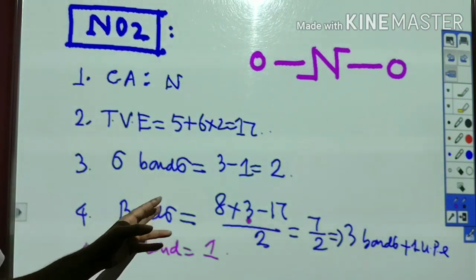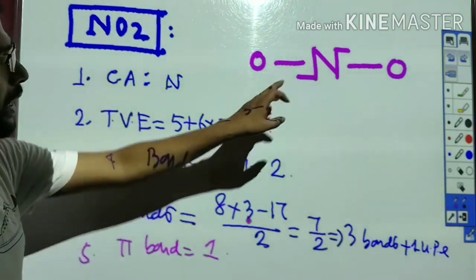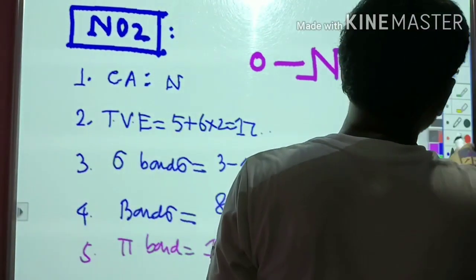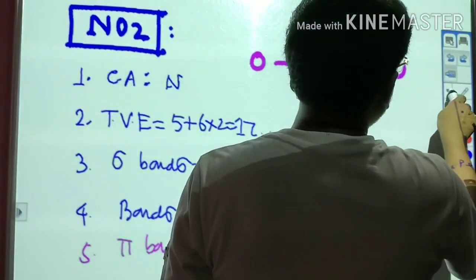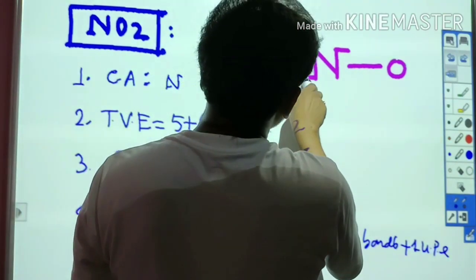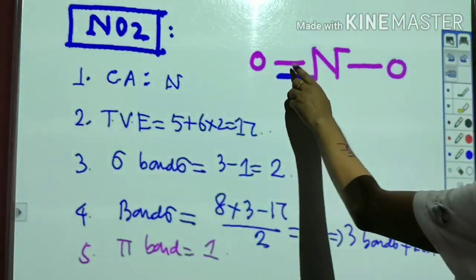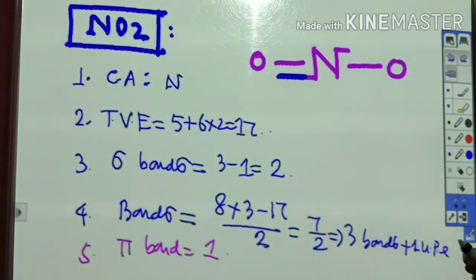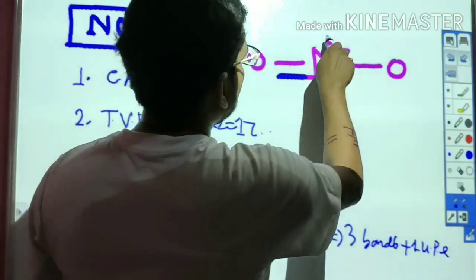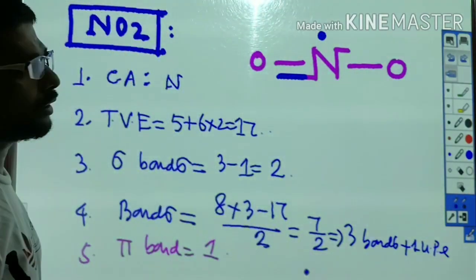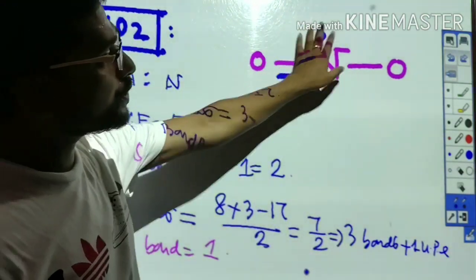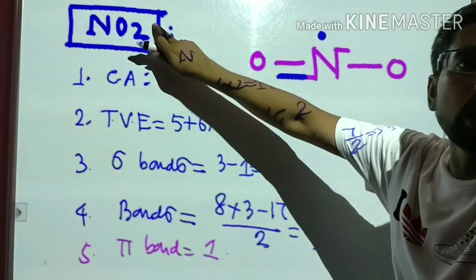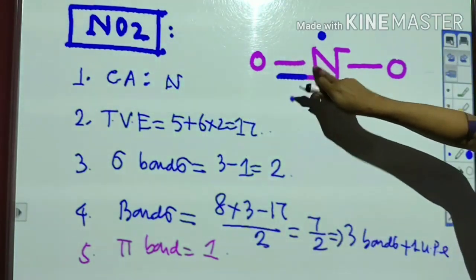Now one pi bond, either with this oxygen or this oxygen. It is not at all an issue. So put one pi bond here. So 2 sigma, 1 pi. Now the unpaired electron will be on nitrogen here. So this is the Lewis structure. Now this is neutral, no charge. So how can we show that there will be no charge?